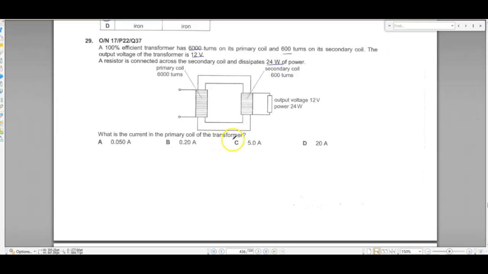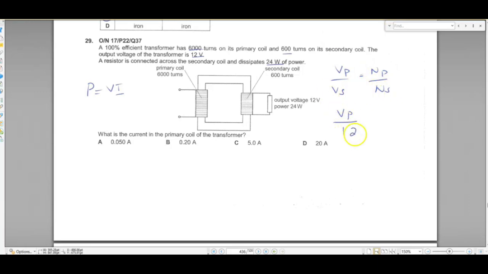Okay, in order to find the current in the primary coil, we must also know the voltage of the primary coil, because P is equal to VI. We have the power. We need the voltage or the current. We have to find the current, so we need to find the voltage. Voltage can be simply found by this formula. Okay, Vp we need to find.